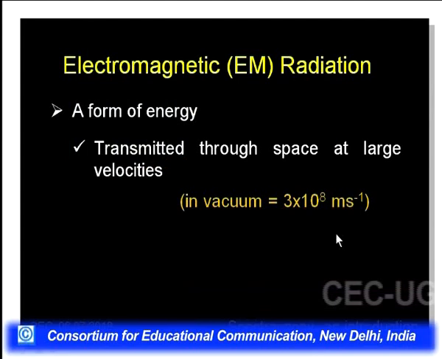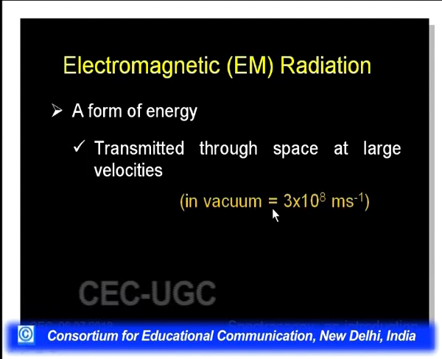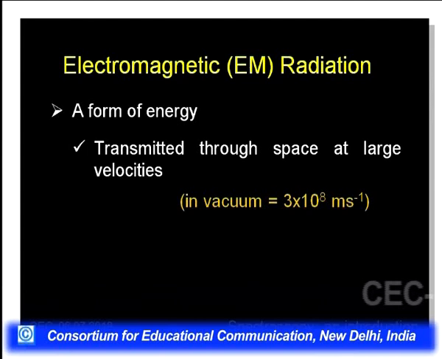Okay, so with this as an outline, let's make a beginning by talking about the nature of electromagnetic radiation. I'm sure that you have learnt about electromagnetic radiation in your earlier classes. We all know that electromagnetic radiation is a form of energy, and that energy is transmitted through space at very large velocities. We know that the velocity of electromagnetic radiation, light for that matter, is about 3 into 10 to the power 8 meter per second. That is an enormously large velocity.